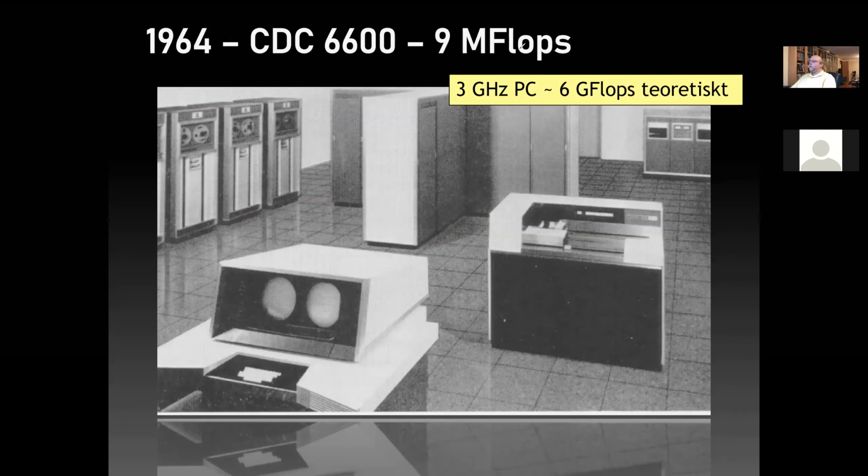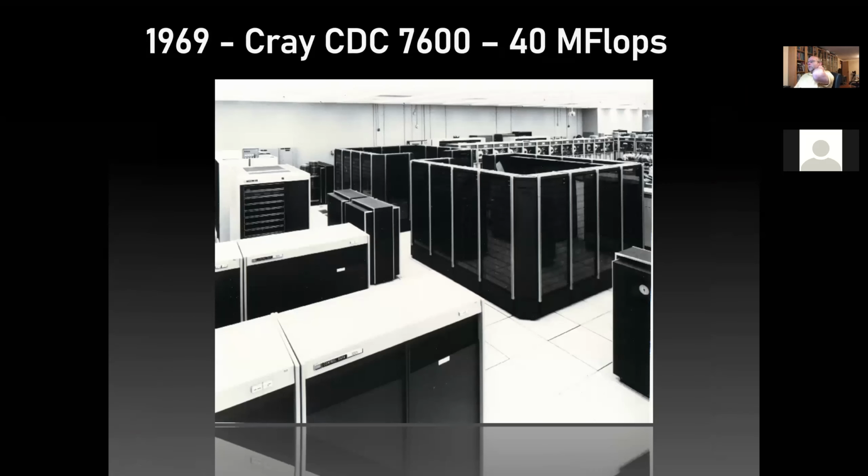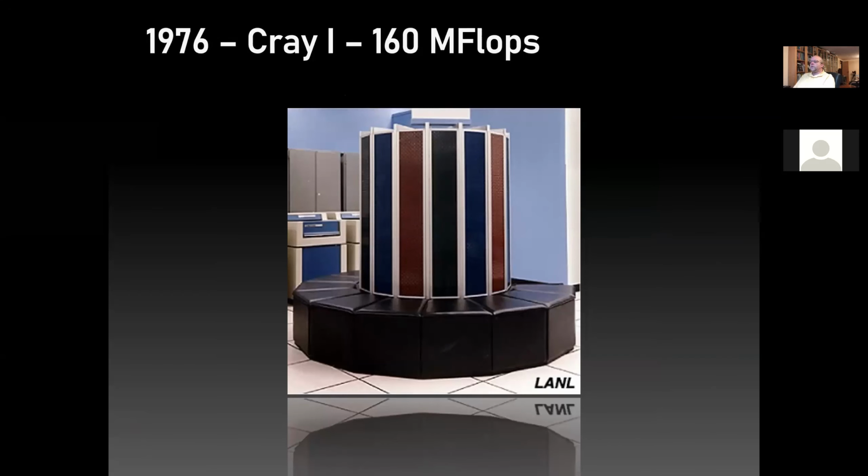So let's see if we continue here. So in '69 we had a Cray CDC 7600. We were up to 40 megaflops. Still large rooms here with a lot of tape storage. In 1976 we had the Cray 1, and now we're up to 160 megaflops. And this was just the compute unit here, we see here. So it was nicely designed with a way you can sit around it here. It was a single processor that could do a lot of vector operations.